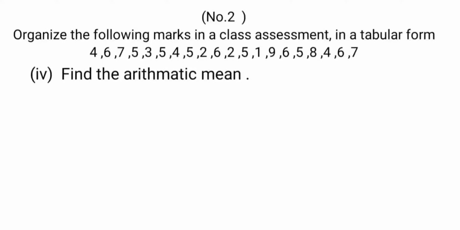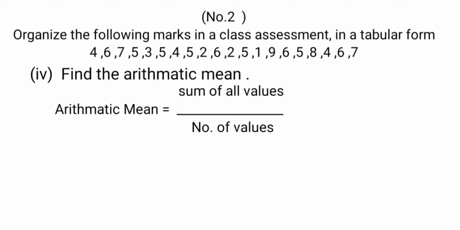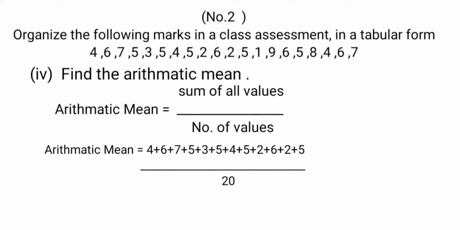Next is: find the arithmetic mean. What is the arithmetic mean? The formula of arithmetic mean is the sum of all values divided by the number of values. The sum of all values means the sum of the above data, that is 4 plus 6 plus 7 up to 7, divided by the total number of values. There are 20 numbers, so the sum divided by 20.